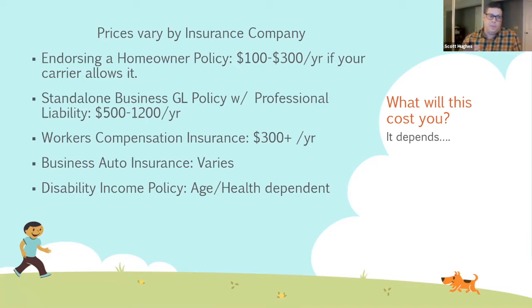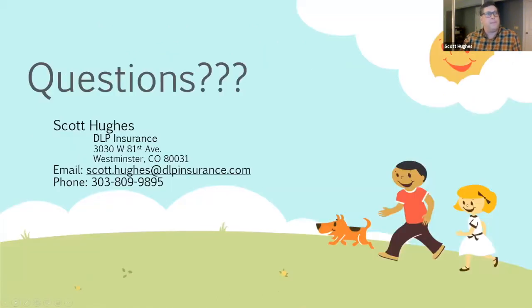It could be something as simple as Aflac, or most life insurance companies offer disability insurance as well. So there is underwriting involved with that. It's based on your age, your health, all that. So I can't tell you what the cost would be. This is my contact information, and if you guys have any questions, I'm happy to take them right now.